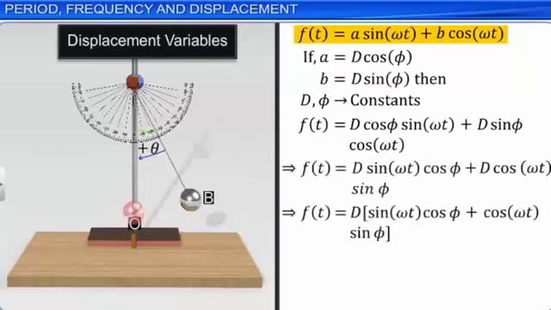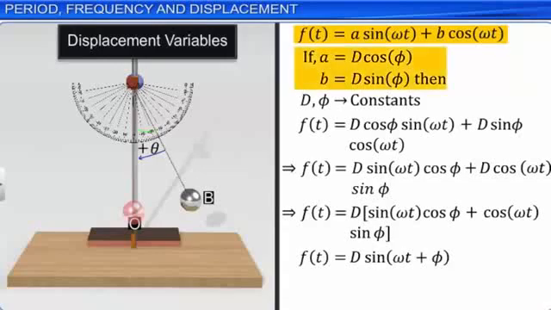We are aware of the constants a and b. Hence, we need to express the new assumed constants d and φ in terms of the known constants a and b. Using trigonometry again, we get the constant d is equal to the square root of a squared plus b squared, and the constant φ is equal to tan inverse of b by a.